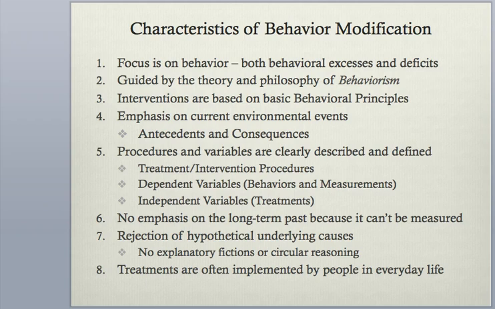It's also the case that the procedures and variables within behavior modification are very clearly defined and described. Our treatments and our intervention procedures are very well defined and clearly described. Our dependent variables, or the behaviors that we're studying or modifying, the behaviors that we're measuring, are very clearly defined. And whatever our treatments are are also clearly defined in terms of being the independent variables. So our independent and dependent variables are described, as well as any of the conditions under which the treatment occurs. There's no real emphasis on the long-term past because it can't be measured. So although we know that the long-term past can have some influence over our behavior, unless it can be measured directly, we don't typically include it in our behavior modification interventions.